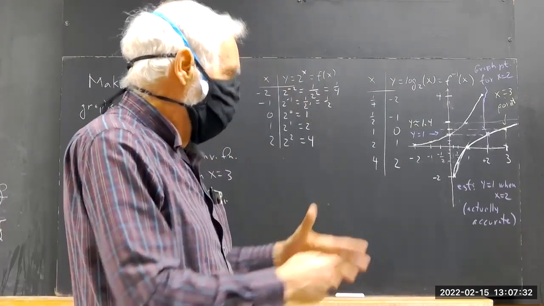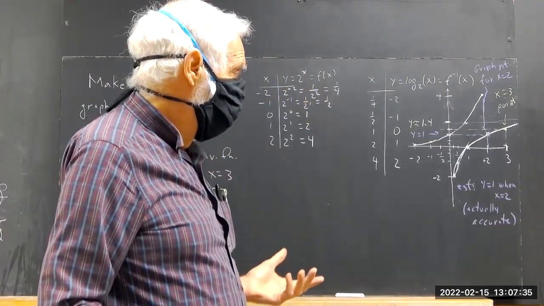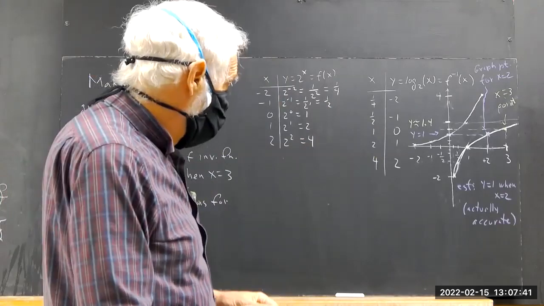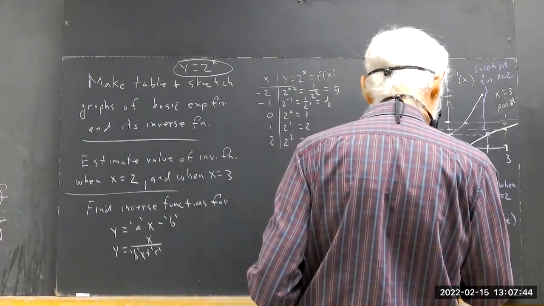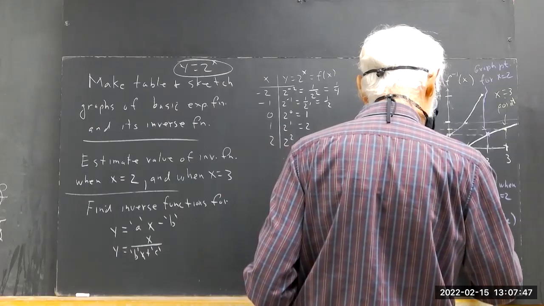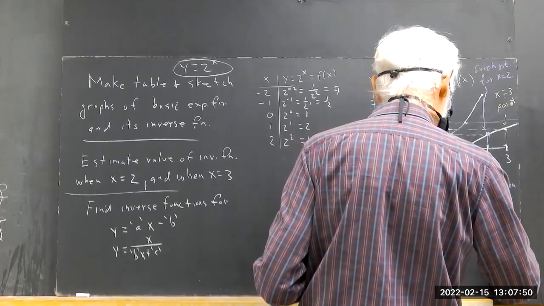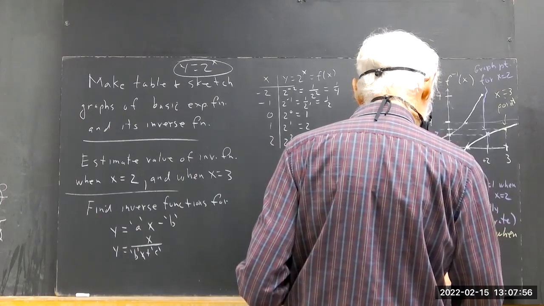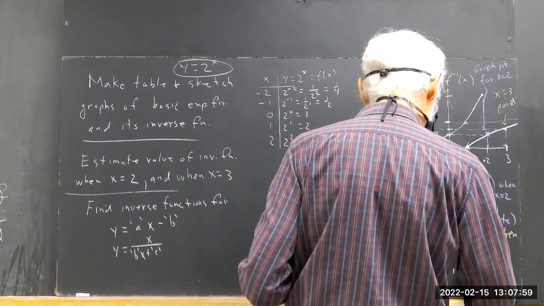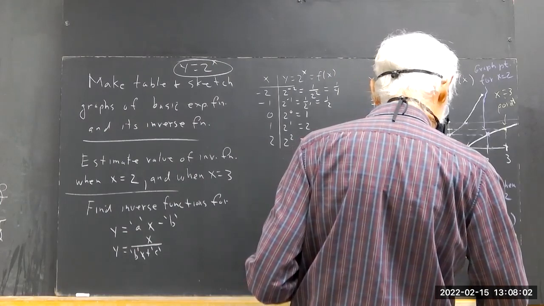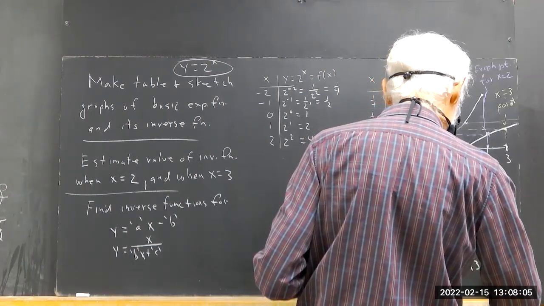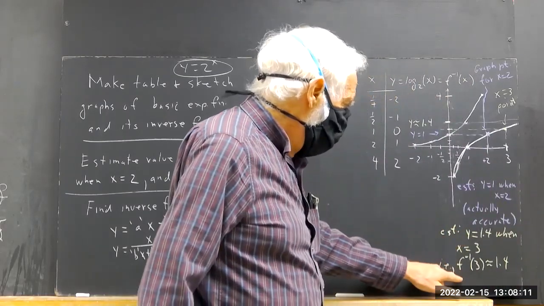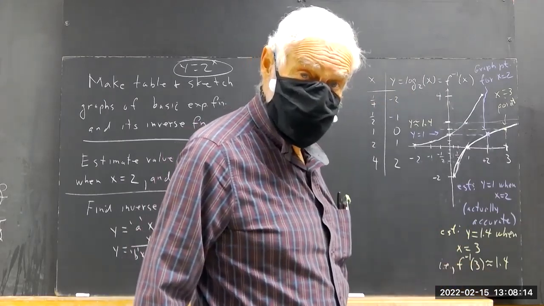But with a decent effort on a hand-drawn graph, you can estimate this within 0.1. Okay. So y equals 1.4 when x equals 3, that is, f inverse of 3 is about 1.4.